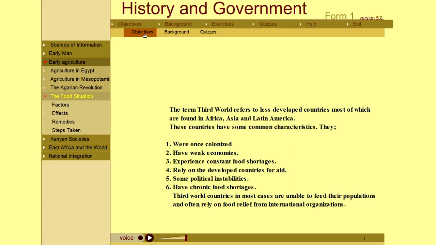Third world countries in most cases are unable to feed their populations and often rely on food relief from international organizations.